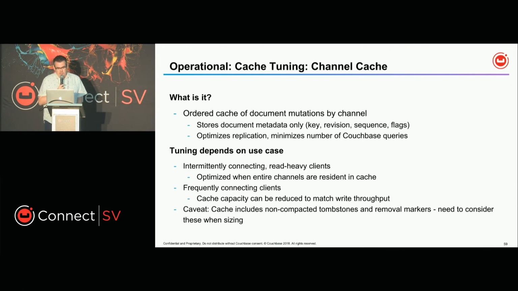One important caveat for the channel cache, as we talked about earlier: for a replicating system, you need the ability to replicate deletes. So the cache is going to include any non-compacted tombstones you have, as well as any channel removal markers. When you're considering the size of the cache, you can't just be thinking about how many active docs you have in the channel. You also have to think about tombstones and removals.